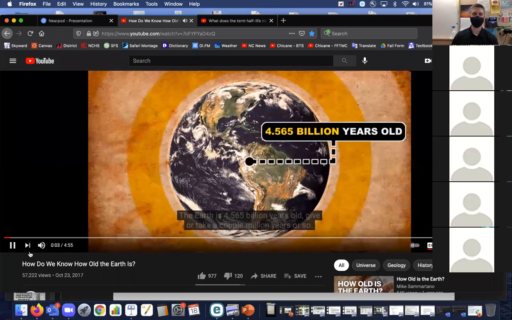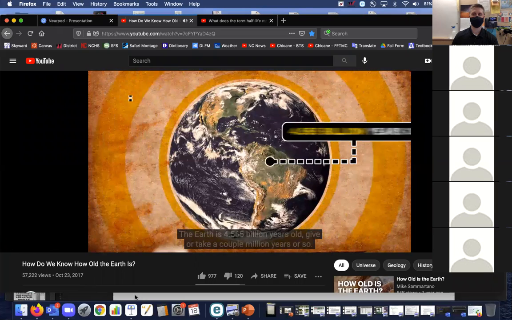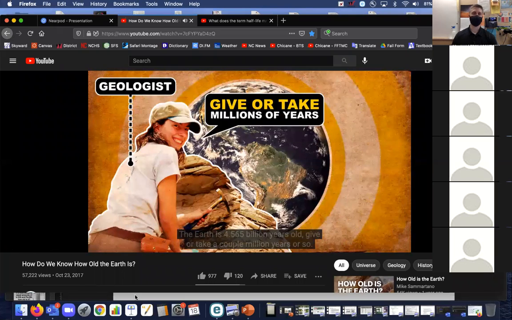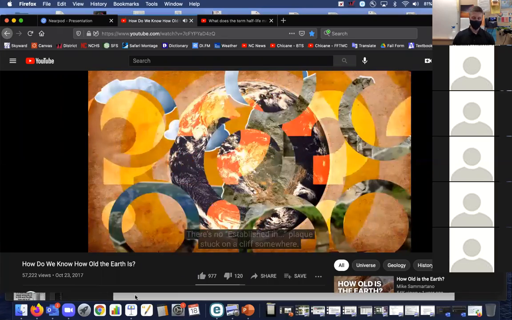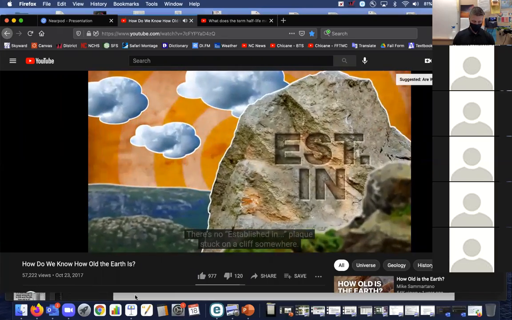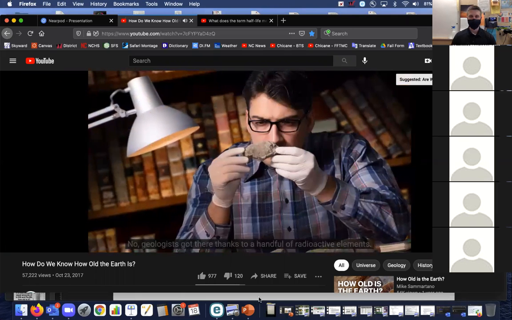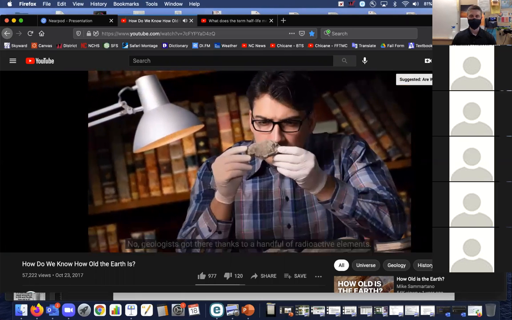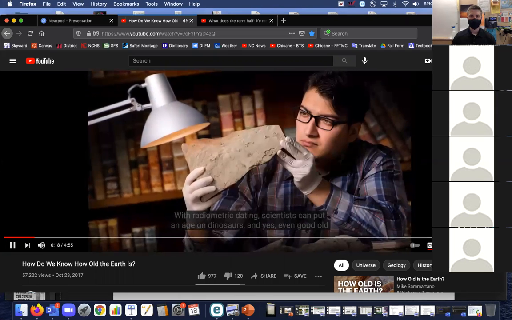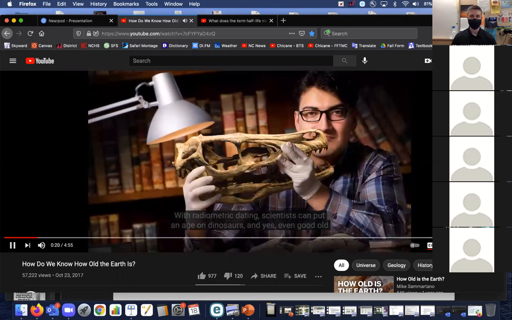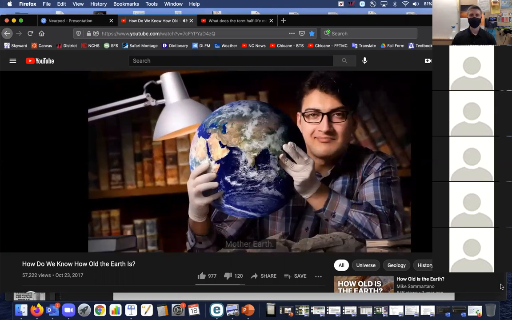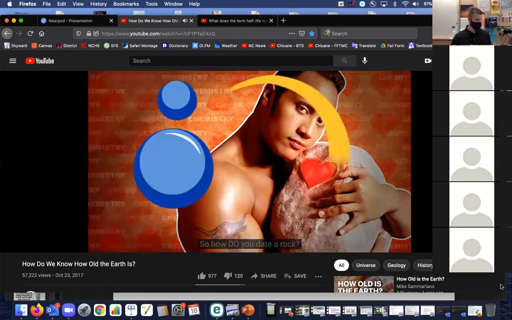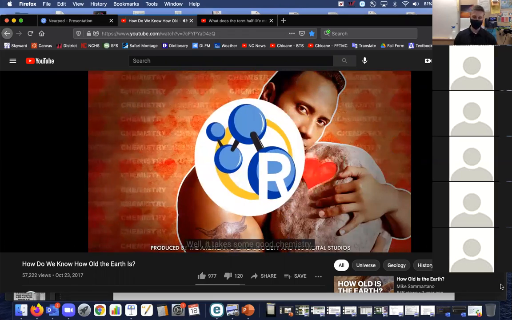The Earth is 4.565 billion years old, give or take a couple million years or so. How do scientists know that? There's no established plaque stuck on a cliff somewhere. No, geologists got there thanks to a handful of radioactive elements. With radiometric dating, scientists can put an age on dinosaurs and, yes, even good old Mother Earth. So how do you date a rock? Well, it's going to take some good chemistry.